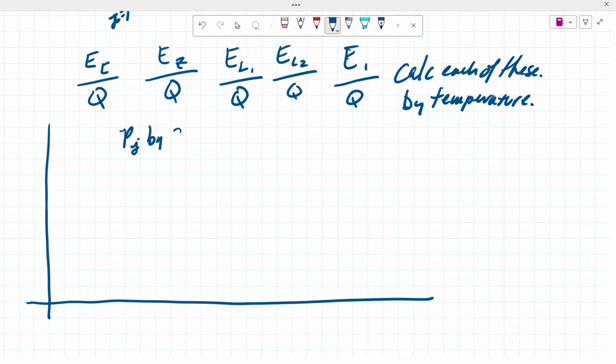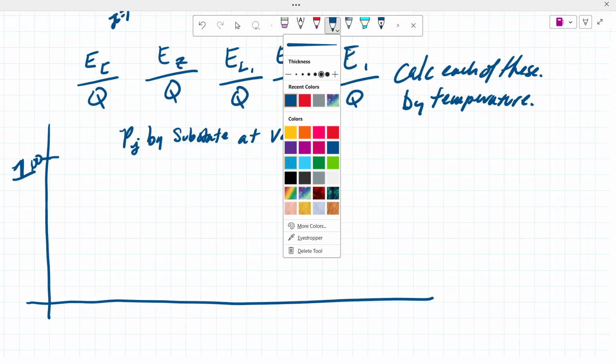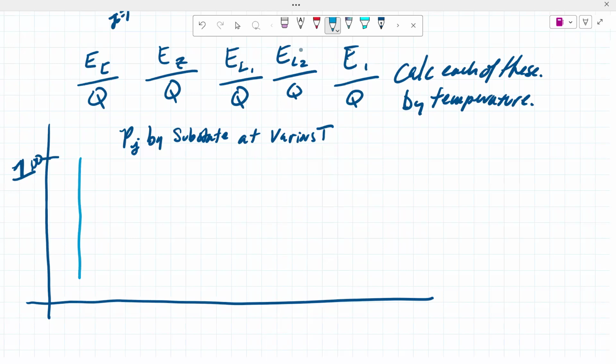Probabilities by substate at various temps. Okay, so we're gonna do a cold, medium, and hot. All right, and here's 1.00. So in the cold temperature here, let's pick this color for cold. We already talked about the cold temperature. It's gonna look like this.